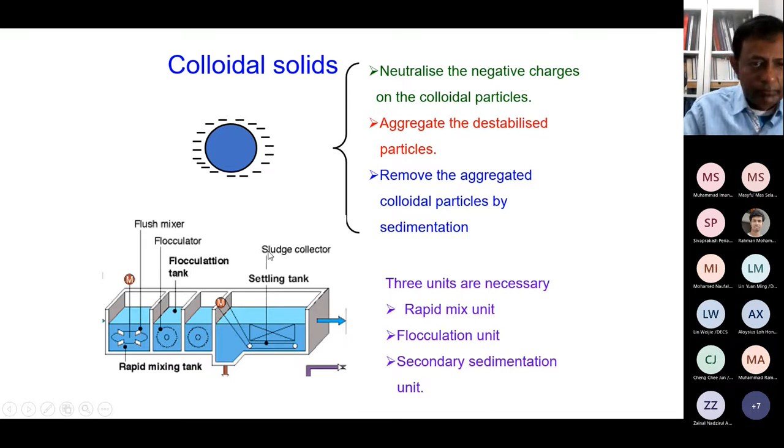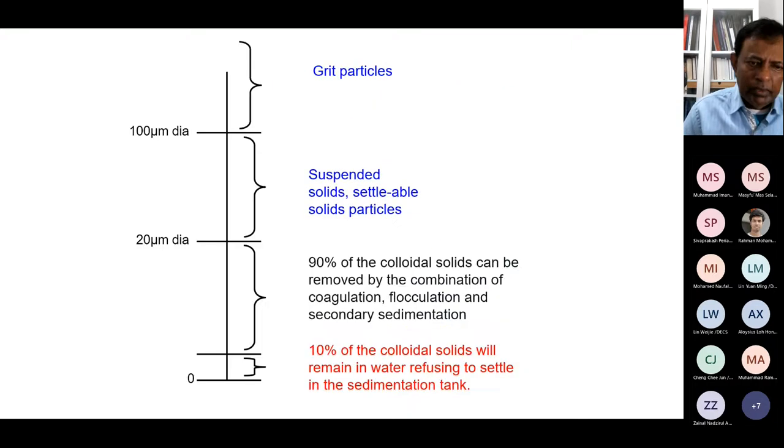So having removed the colloidal particles by coagulation, flocculation, and sedimentation, you will be able to remove 90% of the colloidal solids. 90% of the colloidal solids can be removed by the combination of coagulation, flocculation, and secondary sedimentation. But what happens is you can remove 90%, but 10% will still remain.